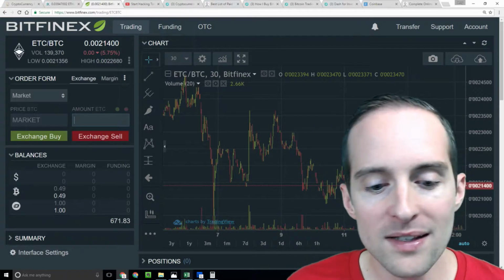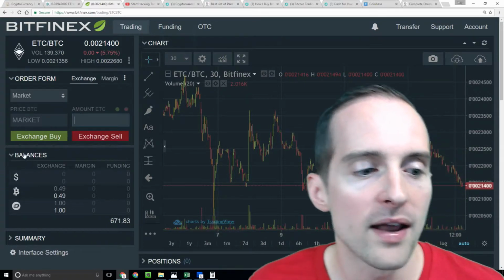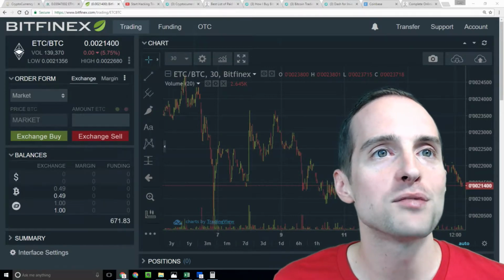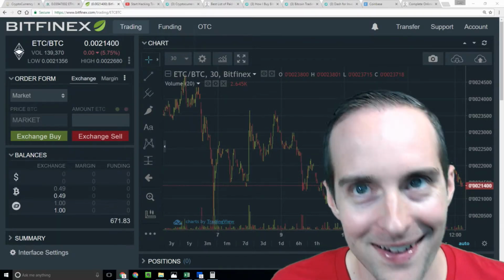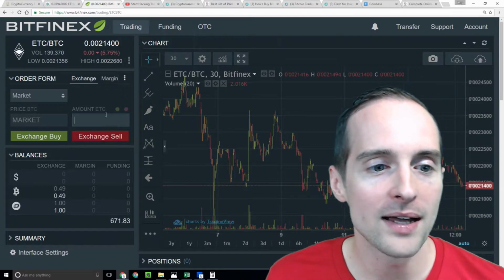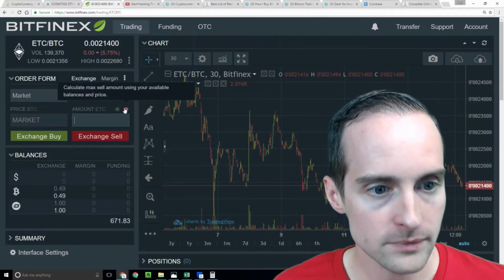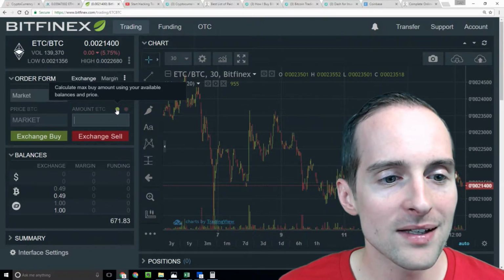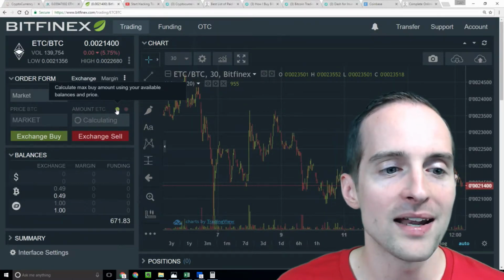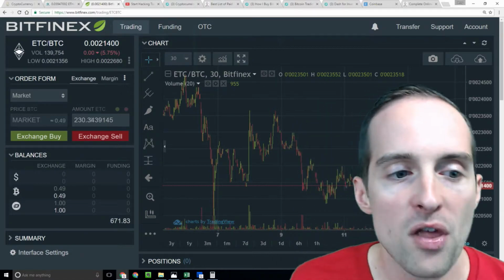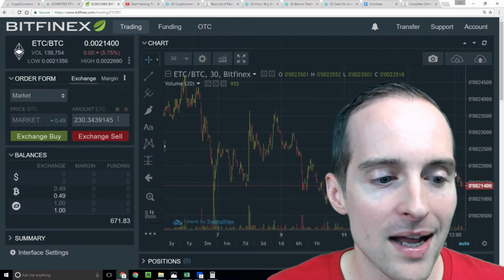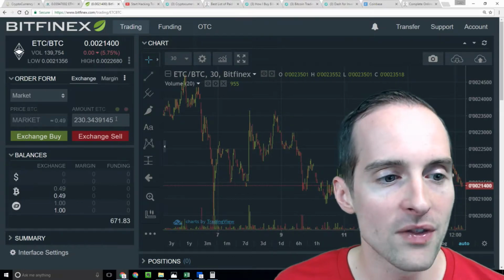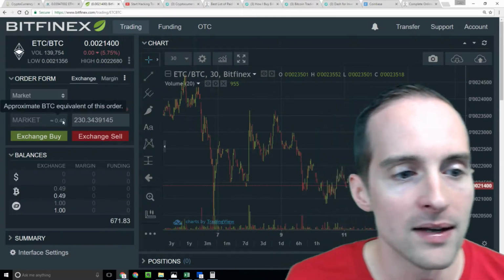Now I have to calculate how much Ethereum Classic I want. And there's got to be a way, if you know how to do this, please tell me how to do it right now. I can then just calculate the Ethereum in here. So one thing I can do, I can calculate the max buy amount like that, and it will put it in automatically. So the most amount of Ethereum Classic I can buy is 230. So that's the total amount I can buy.